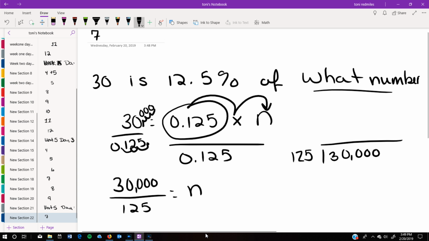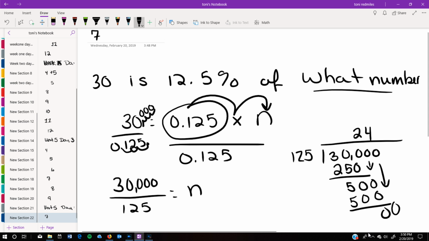125 goes into 300 twice. Okay, that's going to be 250. So I'm going to get a remainder of 50, drop down a 0. 125 goes into this 4 times. So 4 times that is actually exactly right on the dot, 500. Drop down my last 0. 125 goes into 0 0 times, so n equals 240.